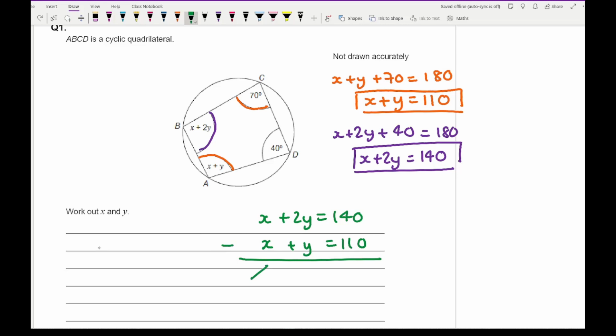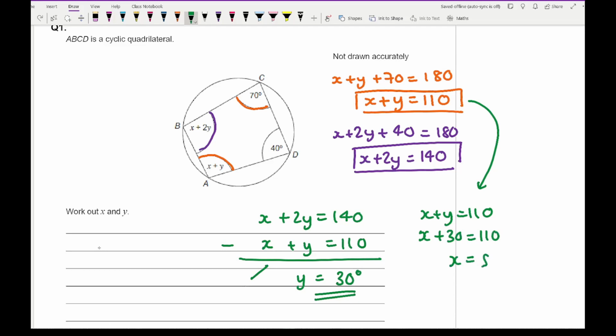So x take away x is nothing, 2y take away y is just single y, and the difference between the numbers is going to be 30. So y equals 30. Then from this, if I use one of the equations, let's just go for this one here, x plus y equals 110. I know that y equals 30, so I've got x plus 30 equals 110. So x equals 80 degrees, and there are my two answers.